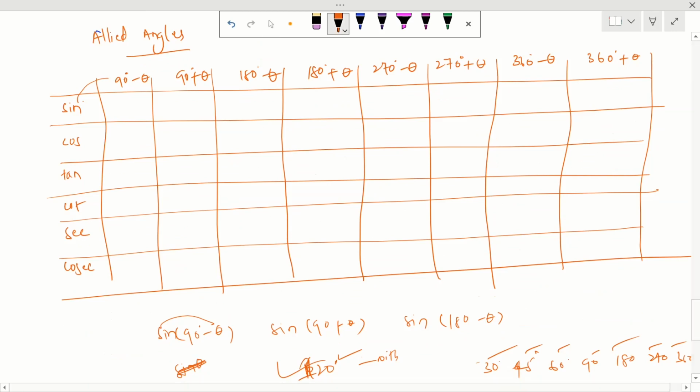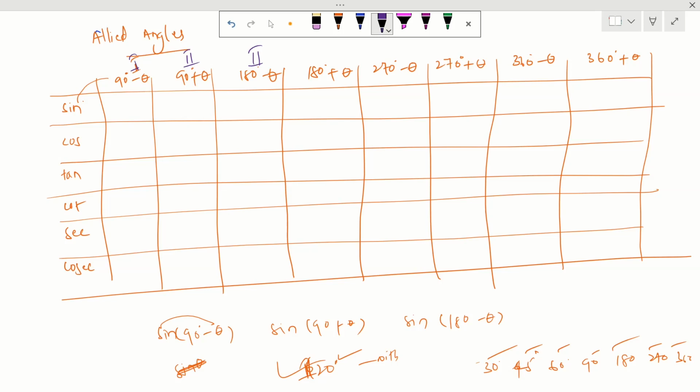Suppose I'm writing here, you just notice 90 minus theta means what? It is less than 90, then it is in the first quadrant. 90 plus theta is more than 90 degree, which means it is in the second quadrant. And 180 minus theta is less than 180, so it is in the second quadrant, right? The second quadrant ranges from 90 to 180 degree, right?